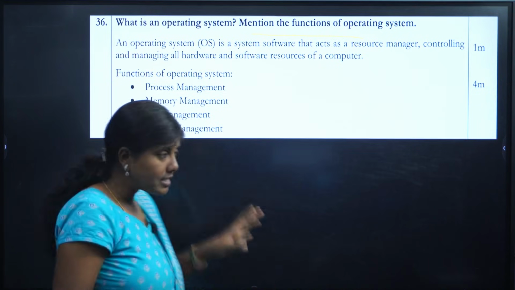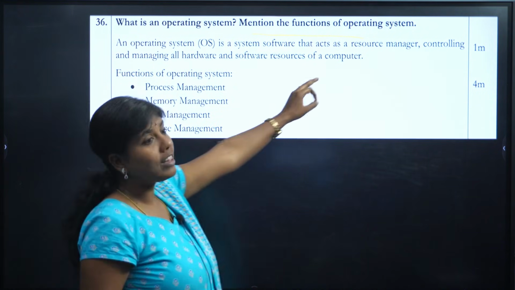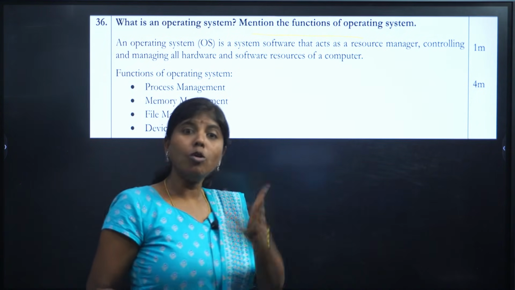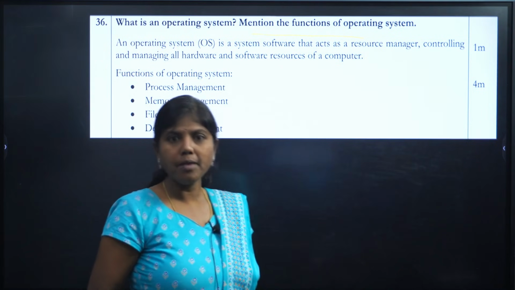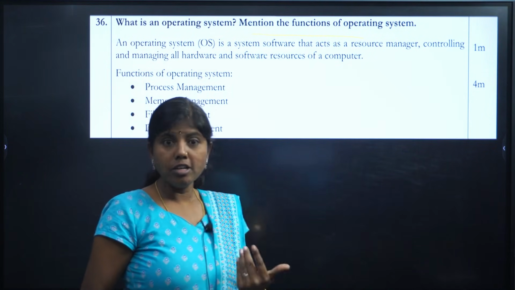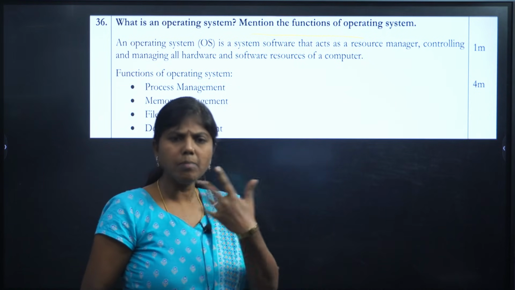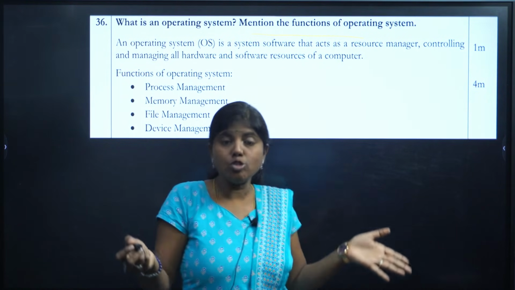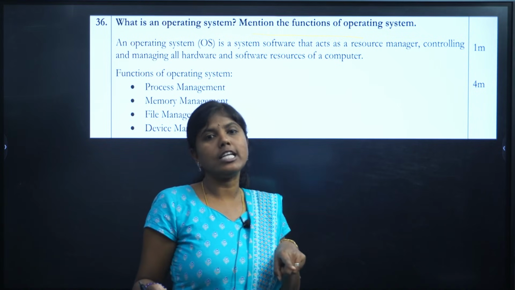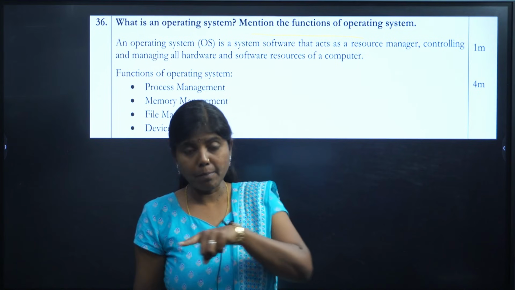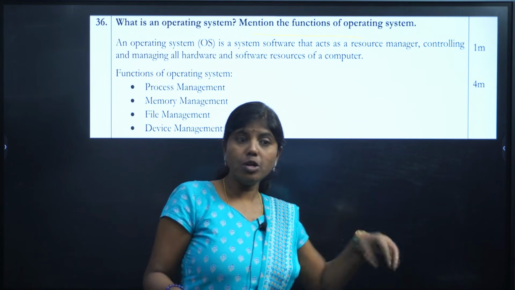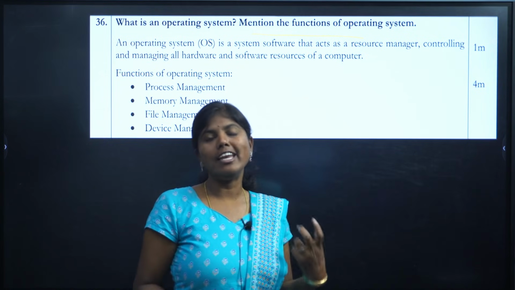So an operating system is the main system software that acts as a resource manager. Resource manager means what? What all does it have to manage? We have a CPU, we have an input device, we have an output device, we have a RAM. There are so many memories, in general I'm talking about memory. Secondary memory, primary memory, then the CPU, the input device, the output device. All these things it has to manage.